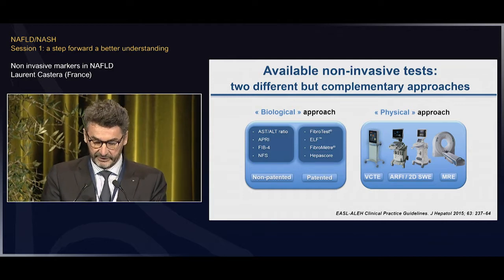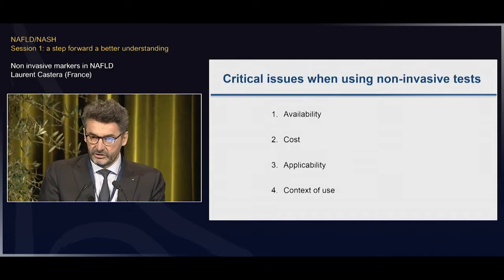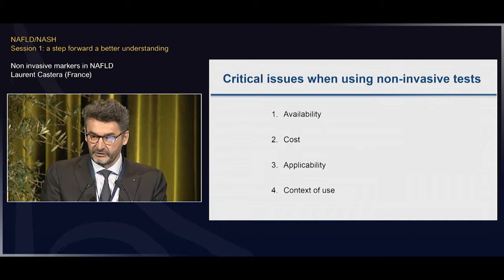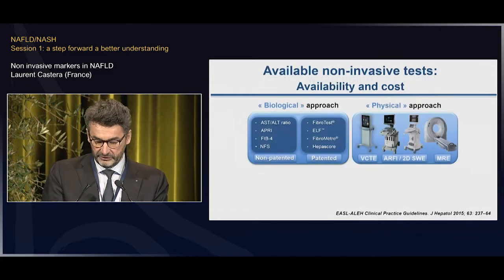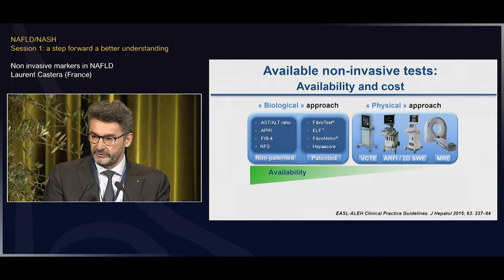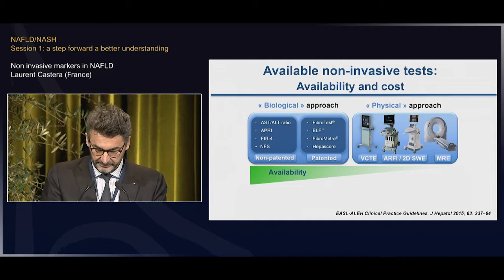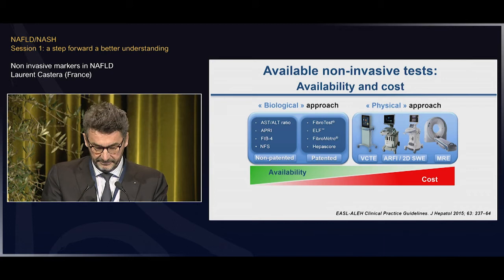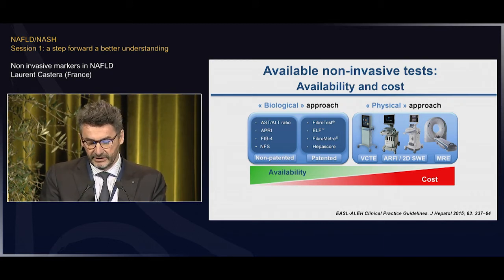So these are the critical issues you need to bear in mind: availability, cost, applicability, and most importantly, context of use. And I will stress the importance of context of use. So, for instance, availability and cost. No surprise, if you're going to screen in primary health care, you're not going to start with an MR elastography. And this is, of course, inversely proportional to the cost. So you're going to start with a biological approach and ideally a non-patented test.